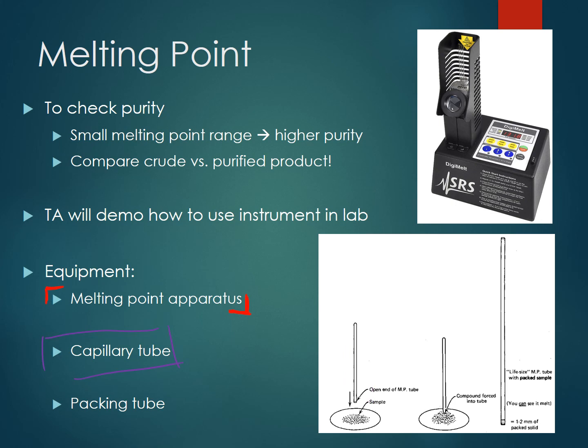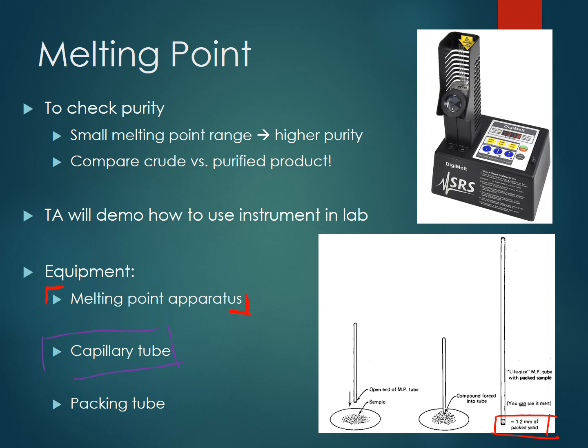So you're going to get the open end and tap it gently into your powder. And after you have a small little bit of your sample in that tube, you really do not need a lot. You do not want a lot of your sample in there. Very, very small amount, like it says down here at the bottom. Let me just highlight that real quick. Really, you only want 1 to 2 millimeters of your solid. You do not need a lot to get this to work.